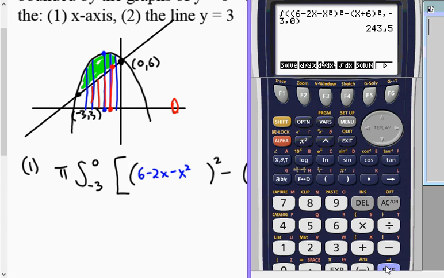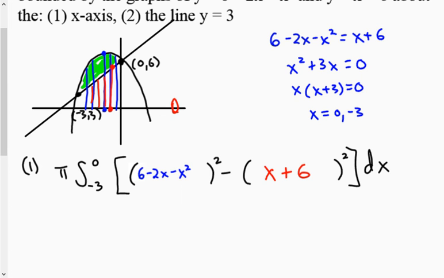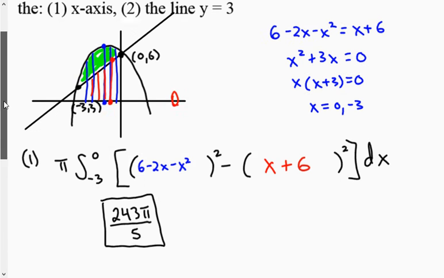243 over 5. So then I plug the pi in there, and I get 243 pi over 5 cubic units. Okay. That would be the volume of our resulting figure. Okay, now part 2 wants us to do it about the line y equals 3.